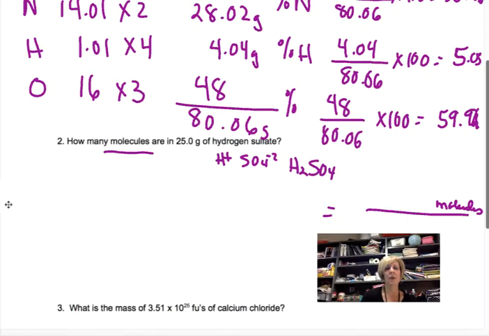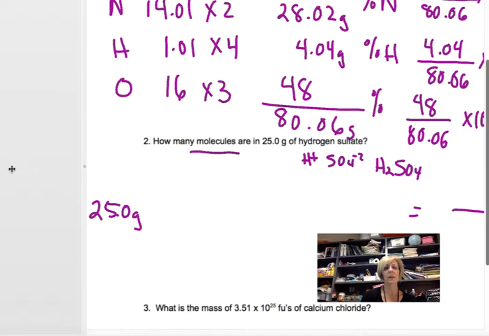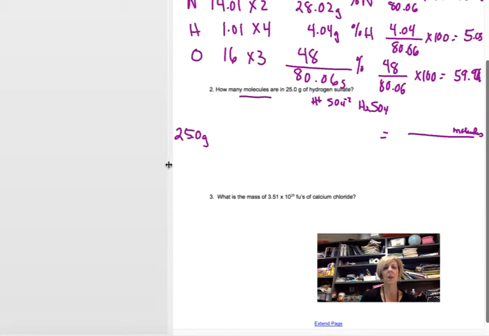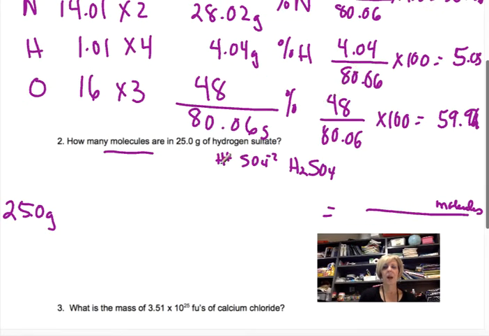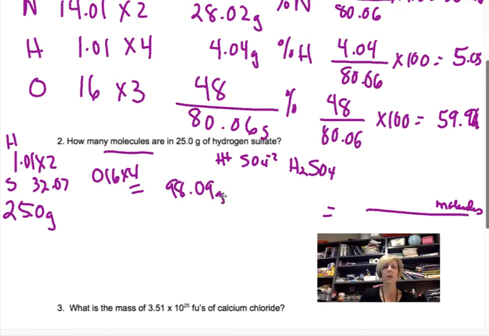So I'm going to start out over here with 25.0 grams because I want a single unit. Now what I need to do now is figure out the molar mass. Hydrogen is 1.01 times 2. That's the mass of the hydrogen. Mass of the sulfur is 32.07, and the mass of the oxygen is 16 times 4. You add all that up together and you get a molar mass of 98.09 grams per mole.